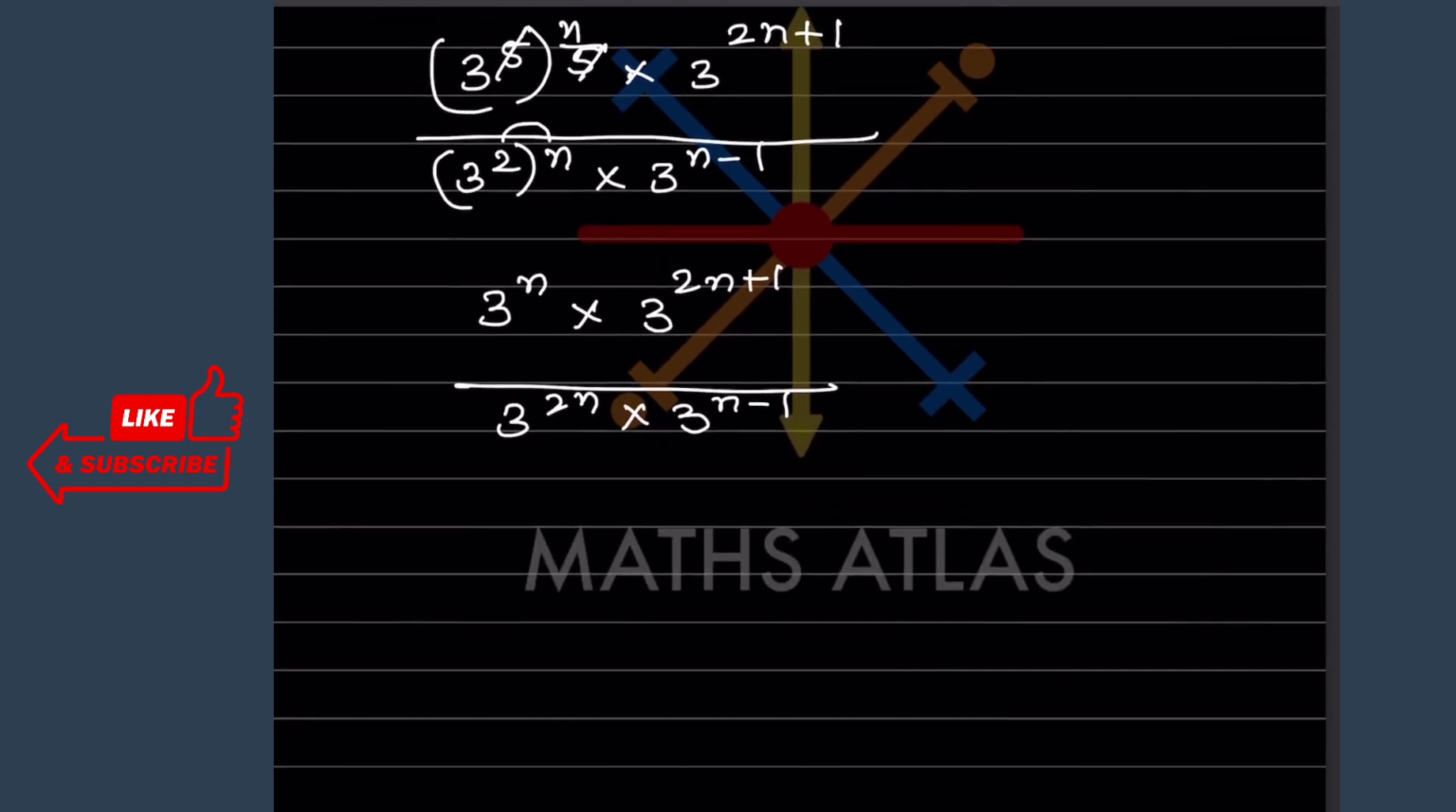So now what we can do here, we can see that this base are the same. So what will we do here? We know the formula a raised to m into a raised to n, that is a raised to m plus n. So now what will we do here? We will write here 3 common. So we are going to add the exponents. Same for the denominator.